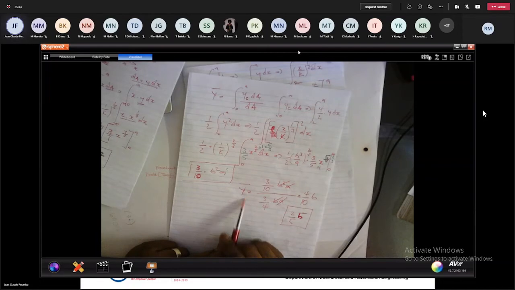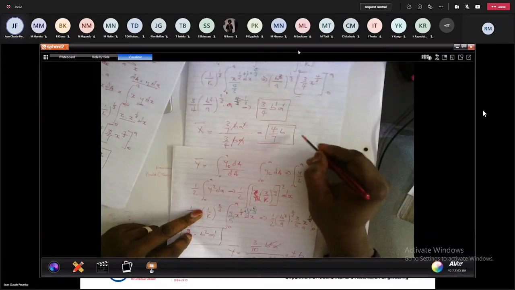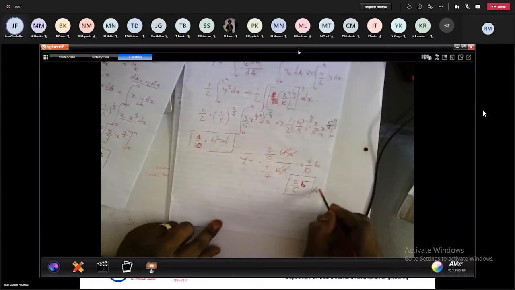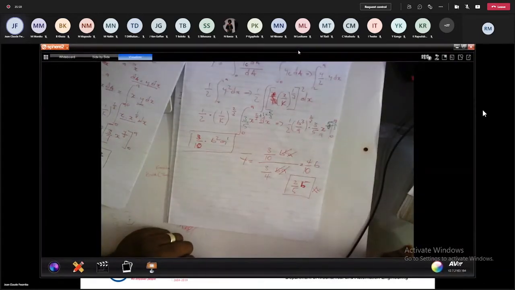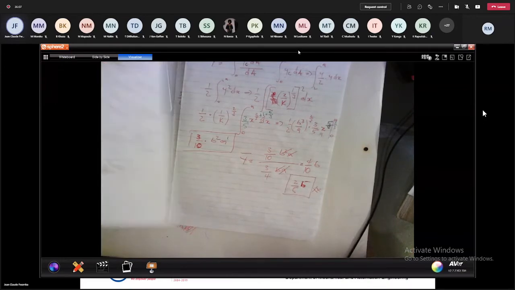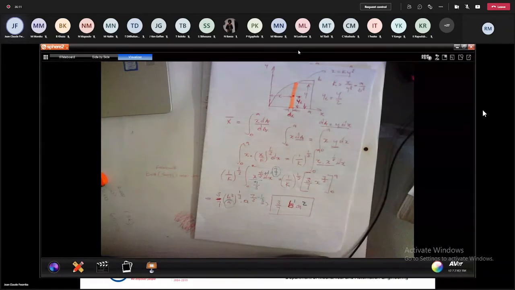So I've defined my X bar, right? My X bar is here, and my Y bar will be this one. So those are the coordinates which they wanted me to quantify or to work out from first principle. Any question on this?